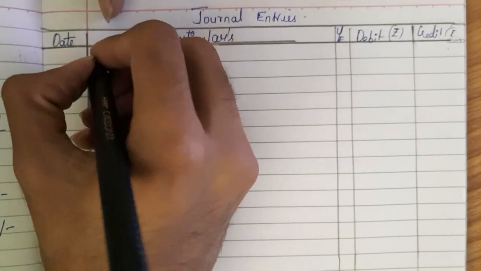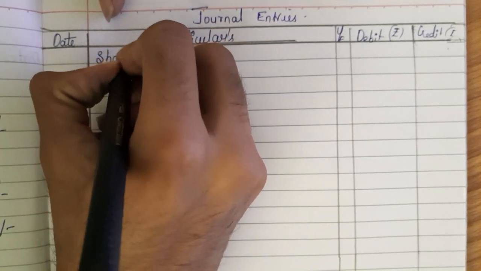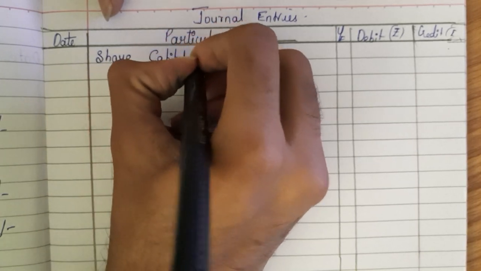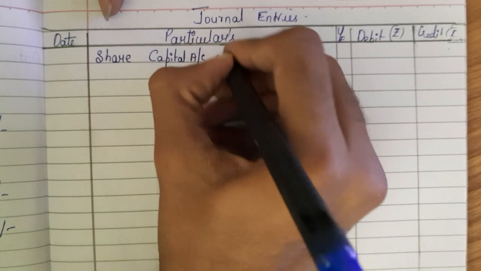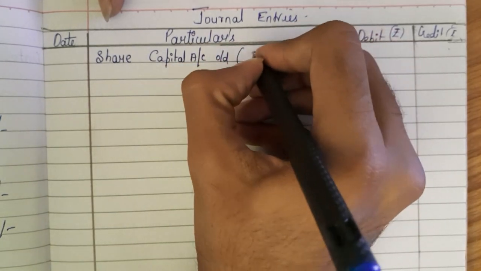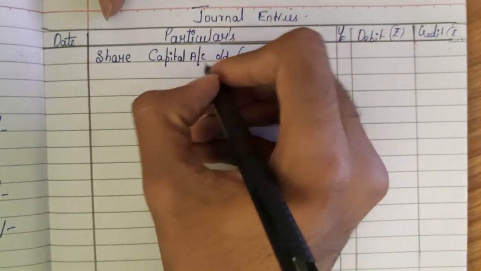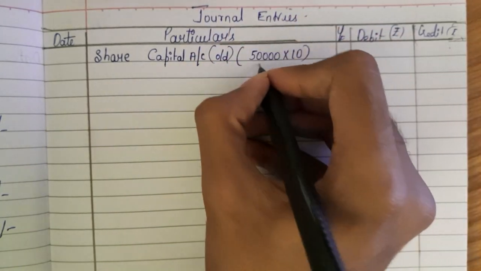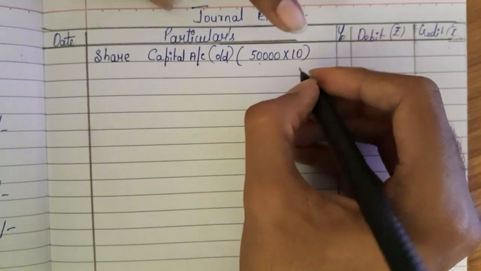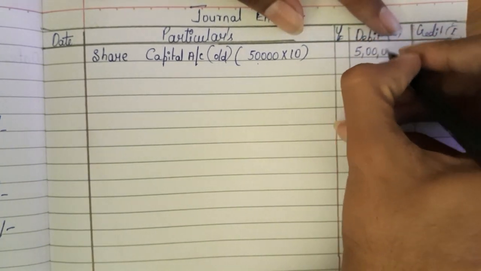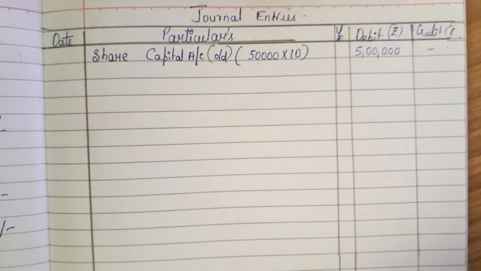What is the journal entry? Journal entry is share capital account, the old share capital account. 50,000 equity shares were there and each share value was rupees 10, which is nothing but 5 lakh rupees.